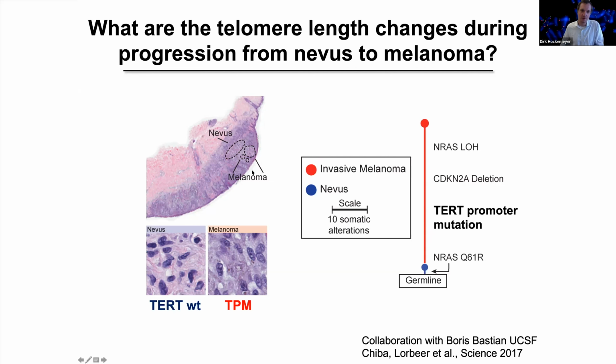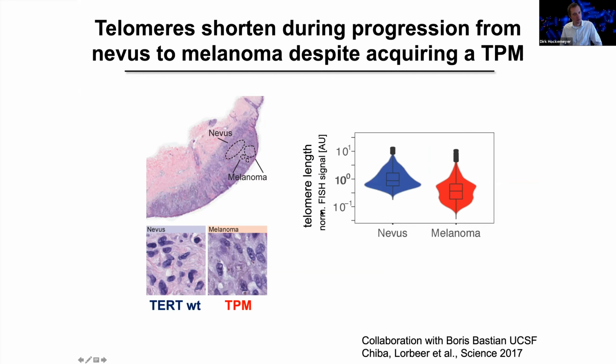And so using this system, we used fluorescent in situ hybridization to ask what happens to telomere length in these transition cases. And again, we find the same thing: nevi that are wild type for the TERT promoter have longer telomeres than the adjacent melanoma, arguing that at the transition from a nevus to melanoma, the occurrence of a TERT promoter mutation did not halt telomere shortening, and that telomeres were allowed to progressively shorten until they ultimately stabilized.